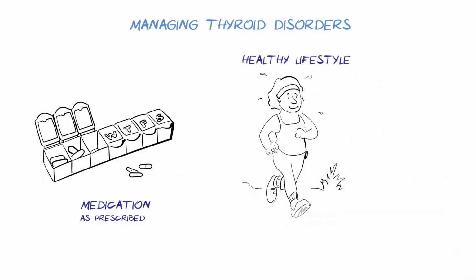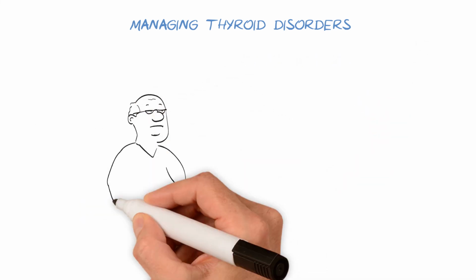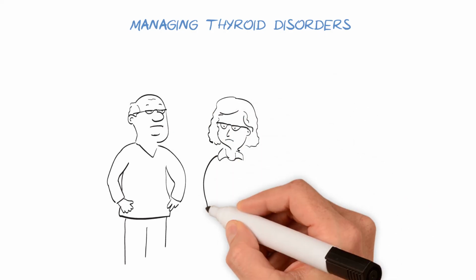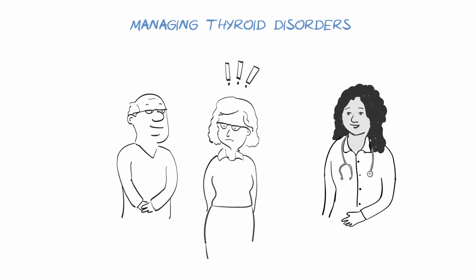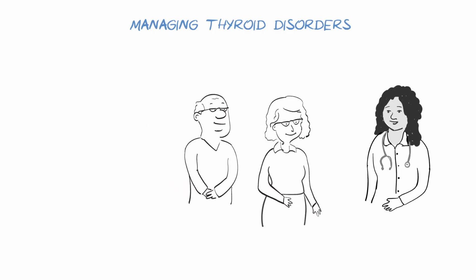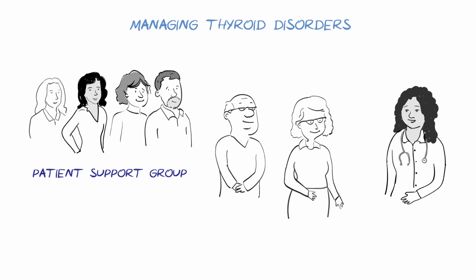Leading a healthy lifestyle is recommended, such as having a well-balanced diet and stopping smoking. This is especially important with hypothyroidism and thyroid eye disease. Smokers are much more likely to develop thyroid eye disease than non-smokers. Living with a thyroid condition can also affect your mood and sense of well-being, and it can help to talk about this with your doctor, friends, and family. Many find it helpful to join patient support groups to connect with others who are going through similar experiences.